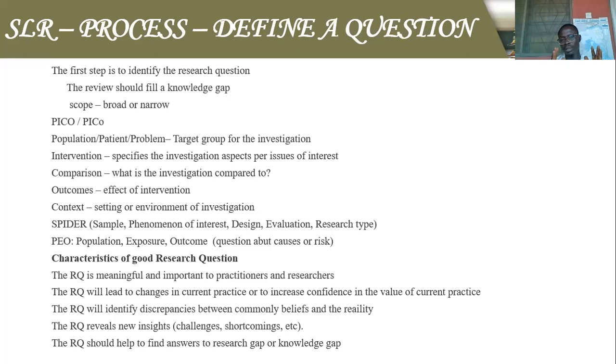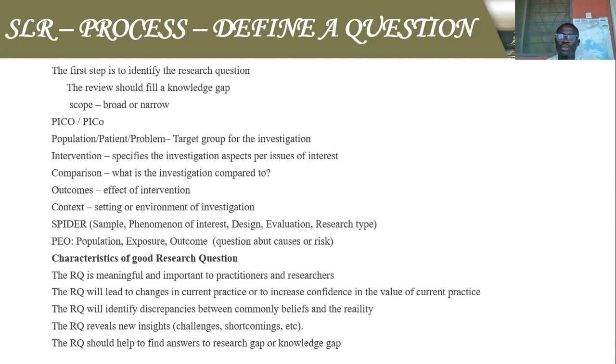And for this question that you are going to formulate, you look at the scope. The scope can be broad or narrow, depending on how comprehensive and detailed you want your systematic literature review to be. Sometimes a broad scope helps because you'll be able to gather enough literature, and based on that literature you can make your inferences. When you make your inferences, they will stand the test of time and methodological scrutiny.